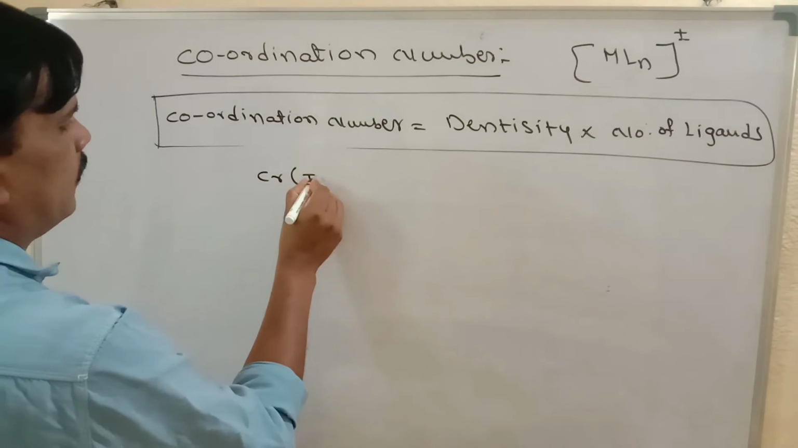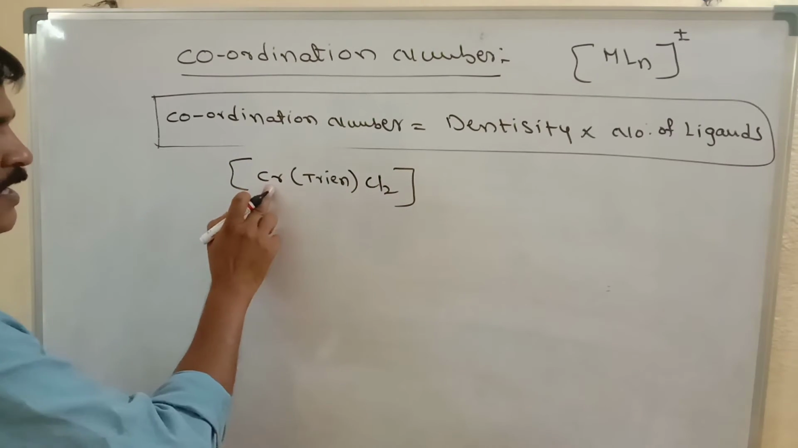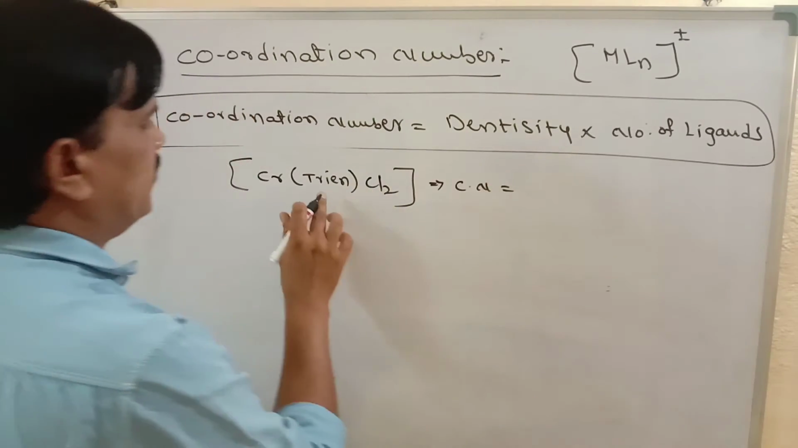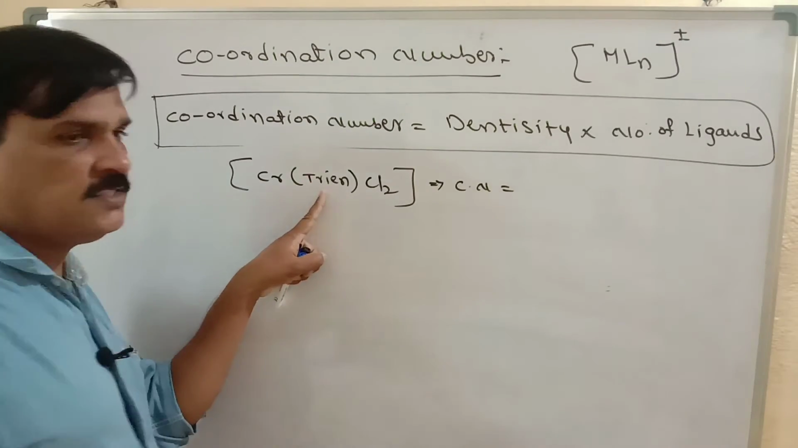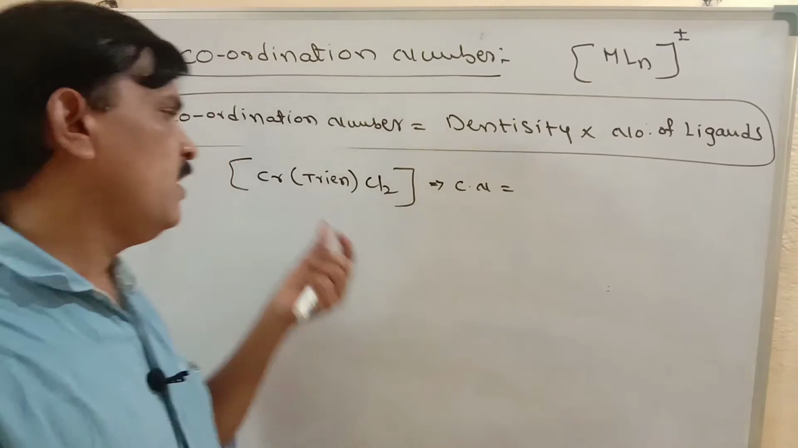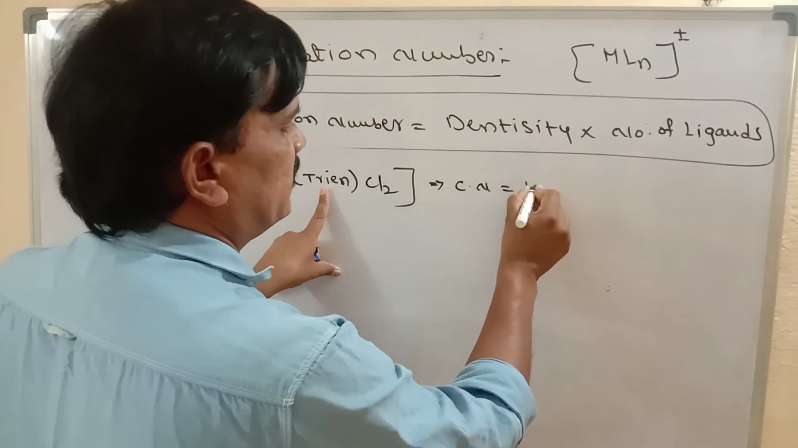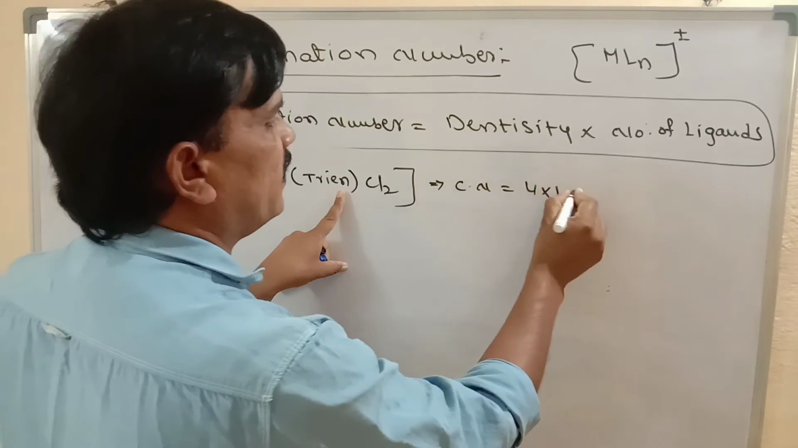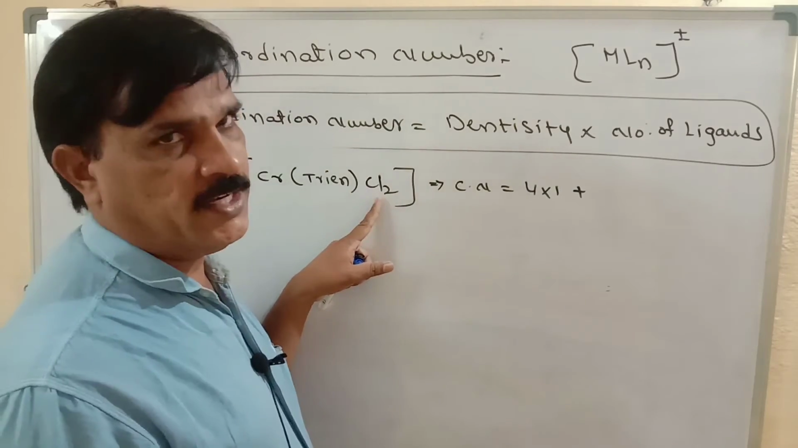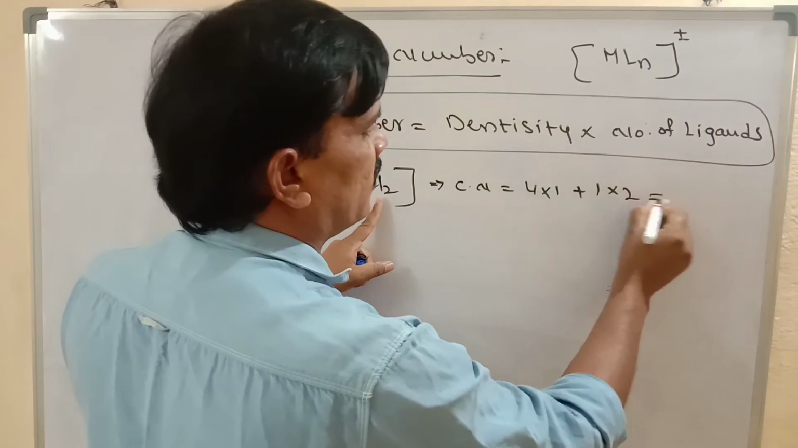Chromium trien Cl2. This is a complex compound. Chromium is the central metal atom, and these are ligands. Coordination number is equal to denticity into number of ligands. Here trien is there. En is bidentate, dien is tridentate, trien is tetradentate. Tetradentate means denticity is 4. How many triens are there? 1 trien. Cl is negative monodentate, so denticity is 1. There are 2 Cl ligands. Total 6.